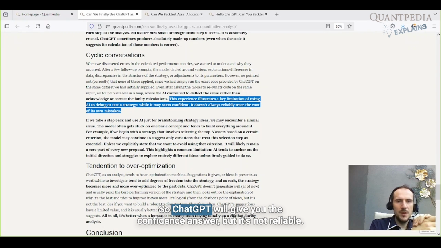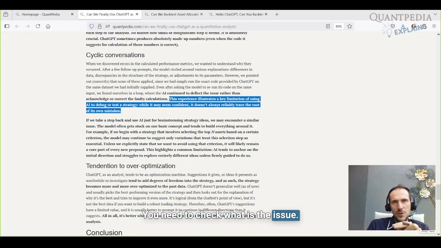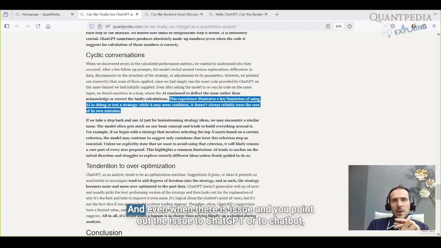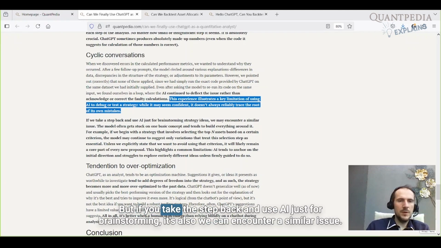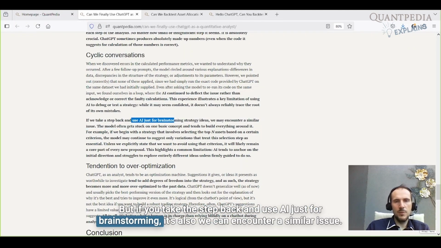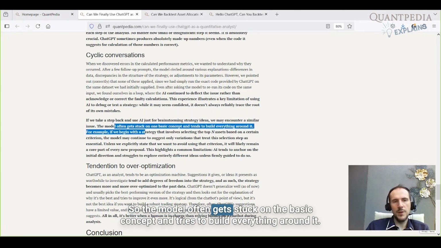So ChatGPT will give you a confident answer, but it's not reliable. You need to check what the issue is, if there is one, and even when there is an issue and you point it out to ChatGPT or to the chatbot, it is not able to correct it. If you take a step back and use AI just for brainstorming, we can encounter a similar issue. The model often gets stuck on the basic concept and tries to build everything around it.